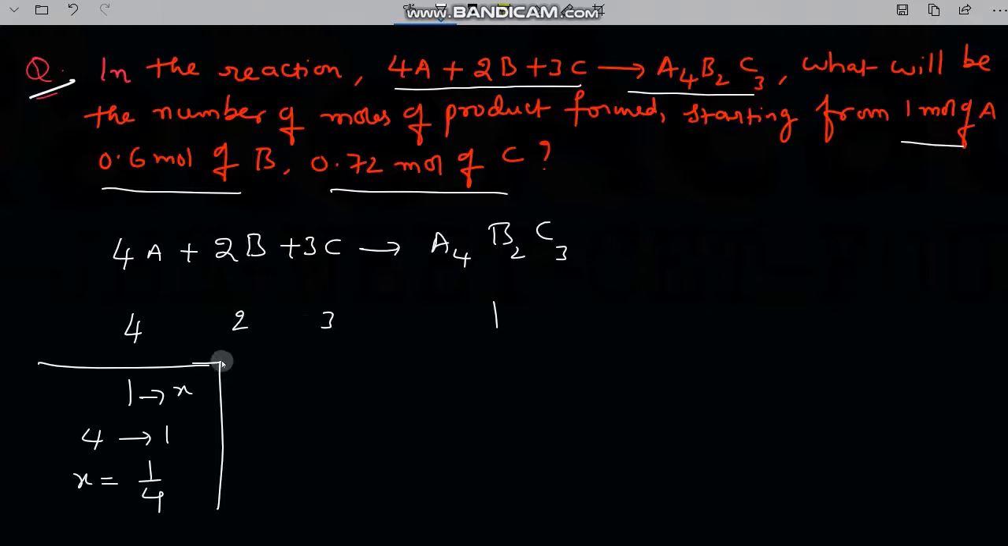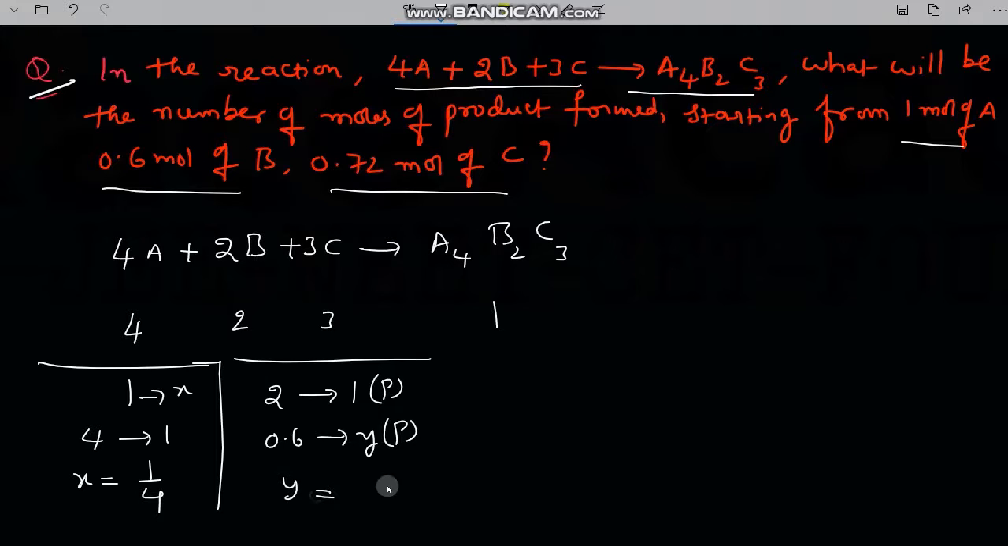Moving on to the B case, 2 moles of B is giving 1 mole of product. Then 0.6 mole of B gives how many? Let us say Y moles of product. So Y is equal to 0.6 by 2, which is nothing but 0.3.